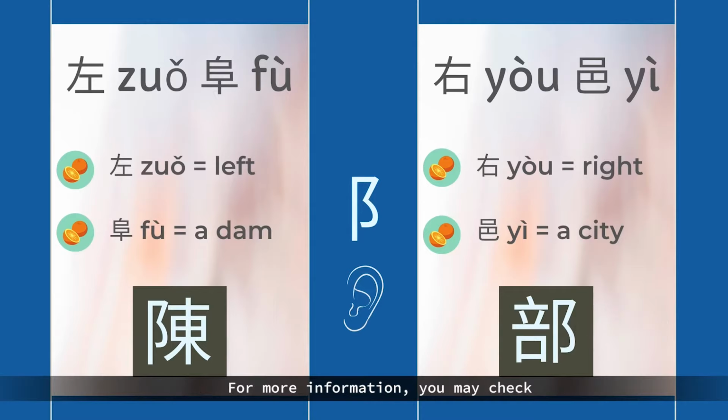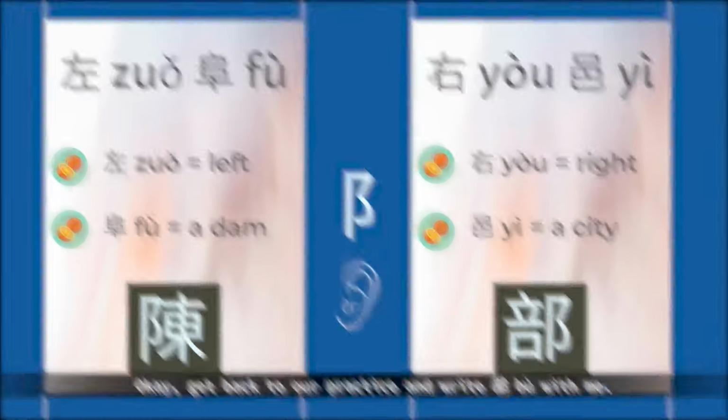For more information, you may check radical 170 fu and radical 163 yi on Wikipedia. I'll leave the link in my description box. To quickly memorize it, we say 左阜右邑. 左 is left, while 右 is right. You'll see it often in your future journey of writing Chinese, and I recommend you memorize it. Okay, get back to our practice and write 部 with me.